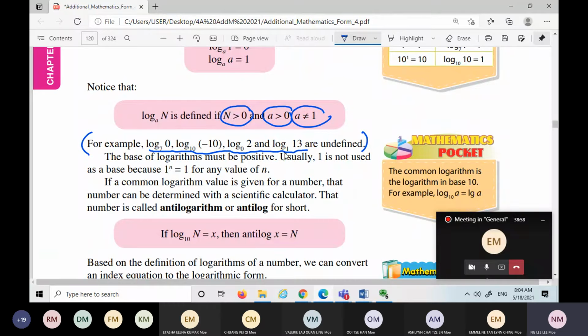So you have to remember. The a here cannot be 1. The a here cannot be 0. And then the n cannot be 0, cannot be negative. I circled out all the mistakes. So all these examples are undefined. This one also you got to pay attention.